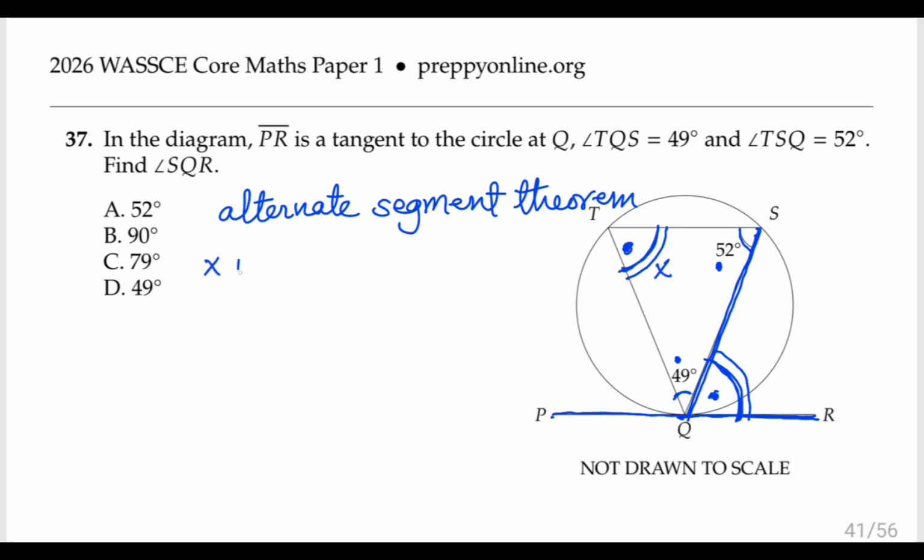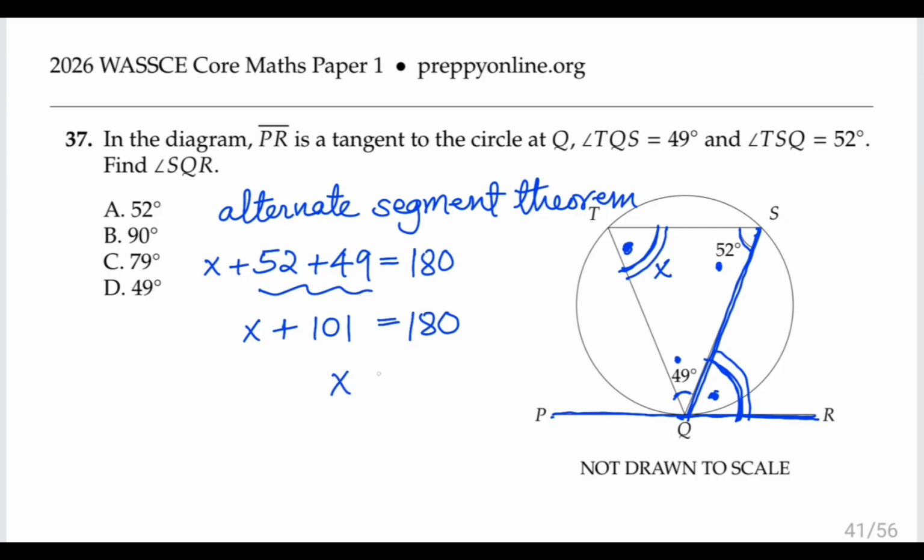So we have x plus 52 degrees plus 49 degrees equals 180 degrees. So we add these two quantities. What do we get? 52 plus 49 is 101, and that's equal to 180. So x is 180 minus 101, that's 79. So if x is 79, then this angle is also 79 degrees.